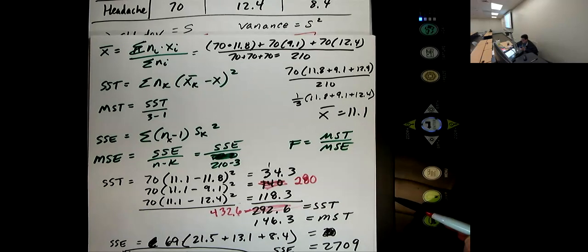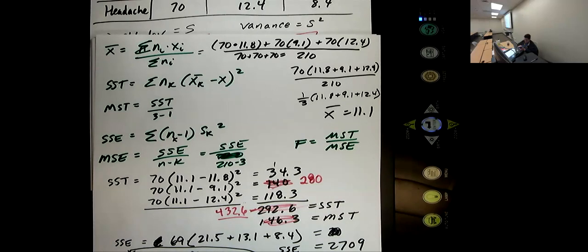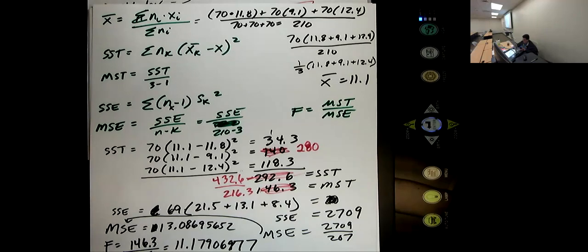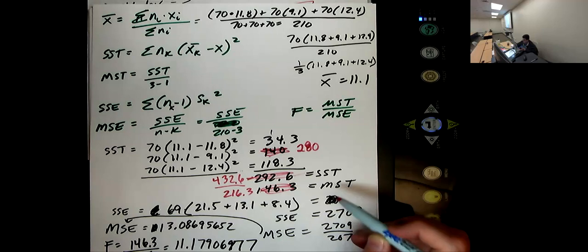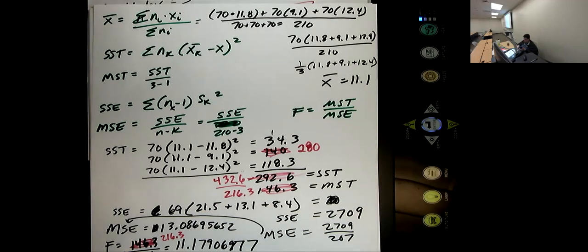Okay. MST is that divided by 2. So MST is 216.3. That comes down here. Let's see if that works. 216.3. I just deleted everything on my screen, so I hope it was all right. Divided by MSE, which was 13.08695652. I'm getting 16.528.